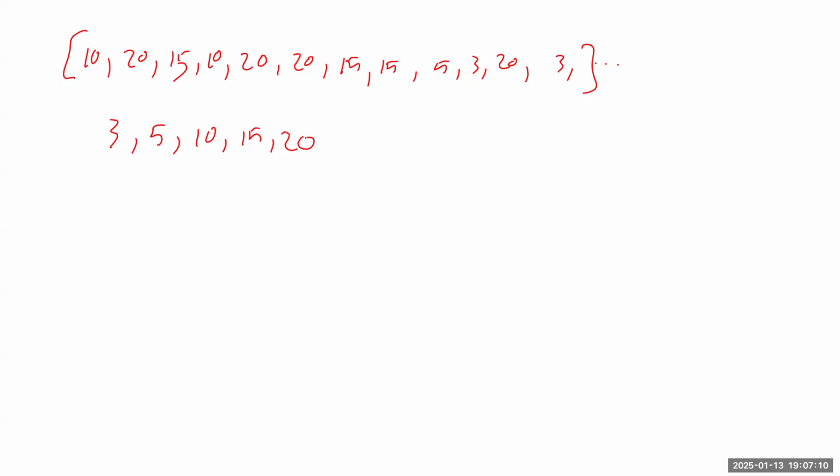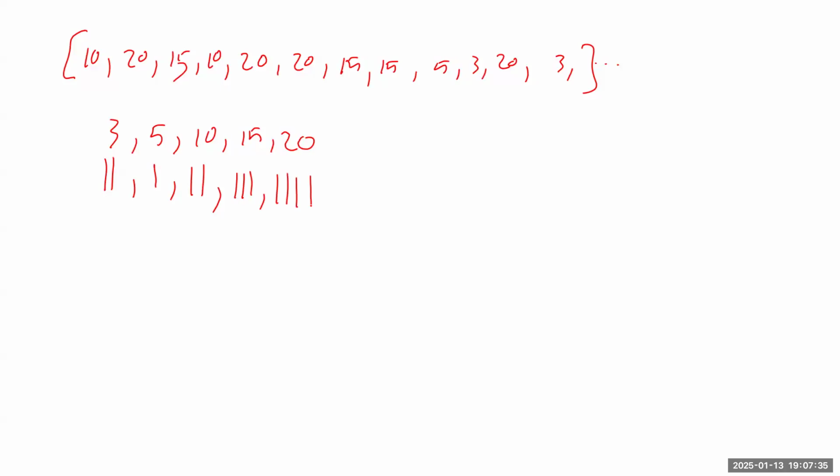The 3 occurs how many times? The 5, the 10, 1, 2, 2 times. The 15, 1, 2, 3. The 20, 1, 2, 3, 4 times.